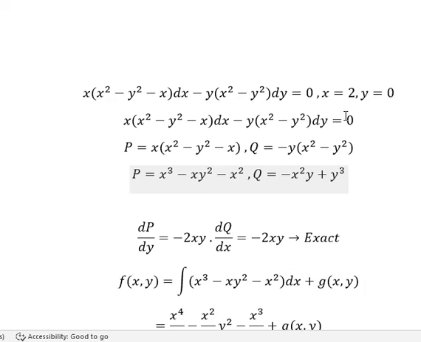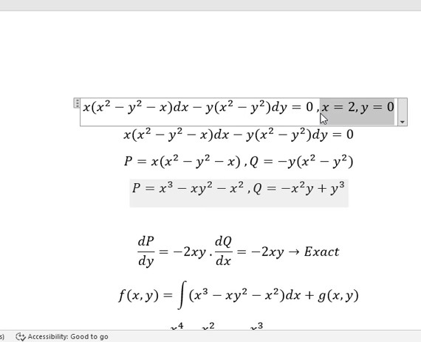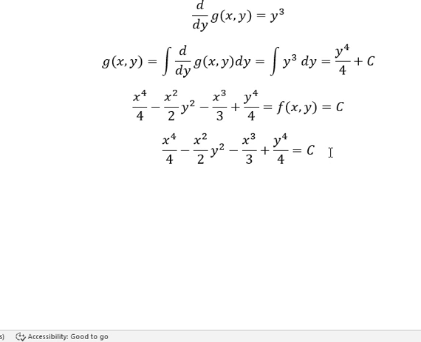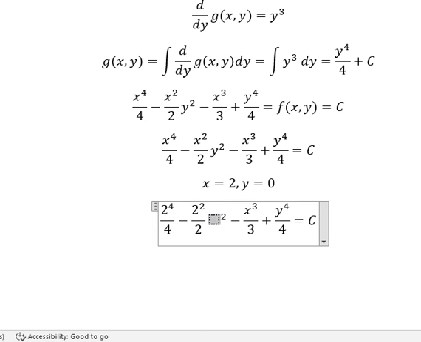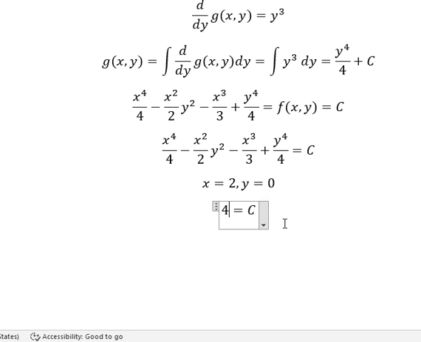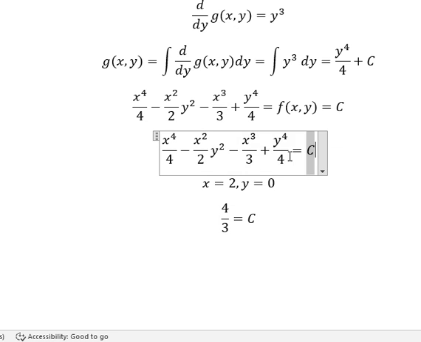Now we have the conditions. So we put s equal to number 2, y equal to number 0 gone here to find the value of c. And we have 4 over 3. So I will put 4 over 3 gone here.